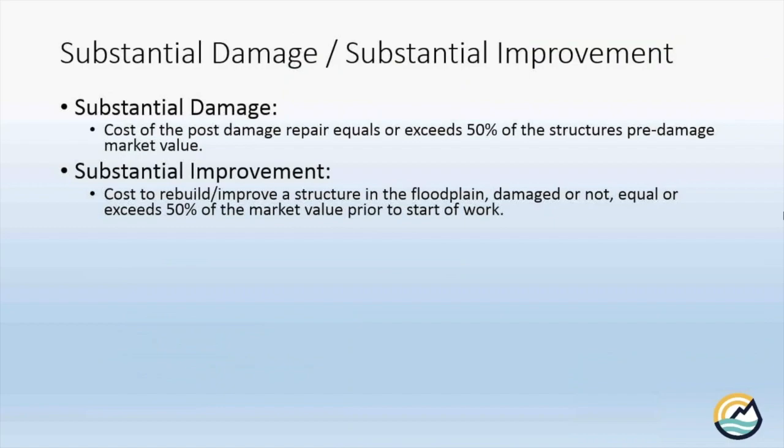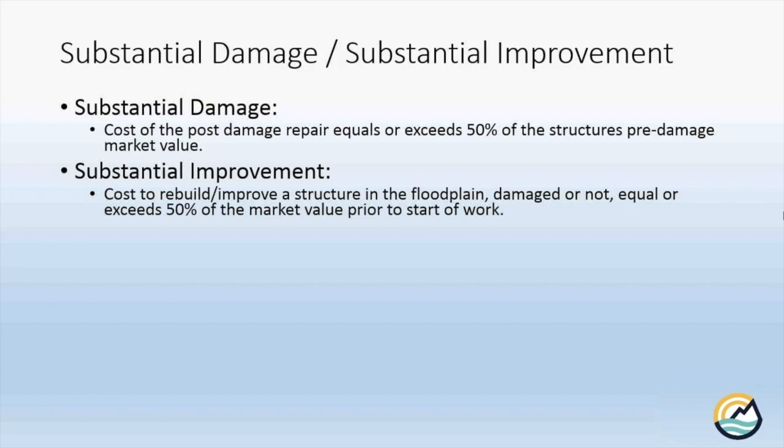So I mentioned a couple slides back the substantial, the cost of the improvement or the cost of the repair versus the market value. What that's referring to is in your ordinance, there is a substantial damage and a substantial improvement section. Substantial damage is any time your building is damaged, if the cost to repair it is 50% or more of what that building's worth, it's considered substantial. So if I have a building worth $100,000, it gets flooded and it's going to cost me $60,000 to put it back the way it was, that's substantial. That's over 50%, that's at or above 50% of the market value. Same way with the improvement.